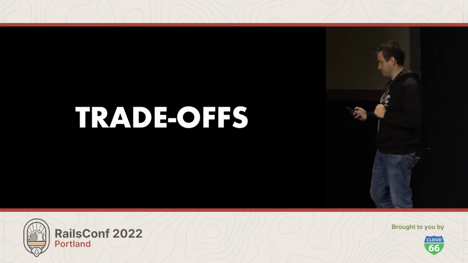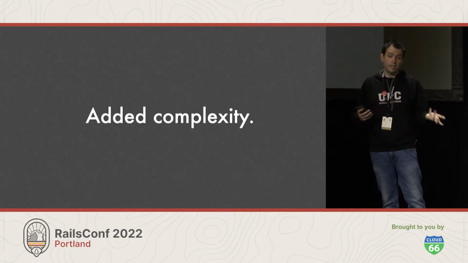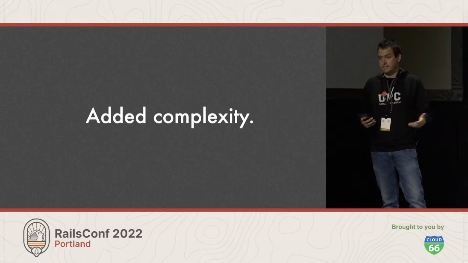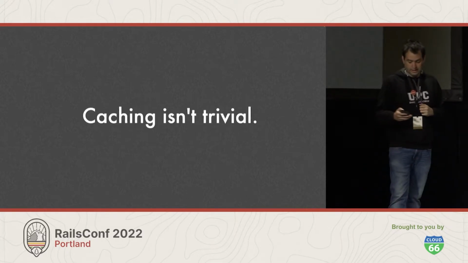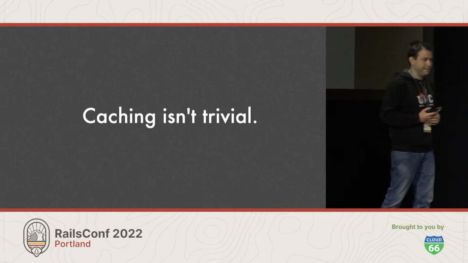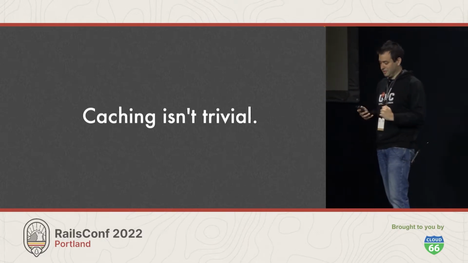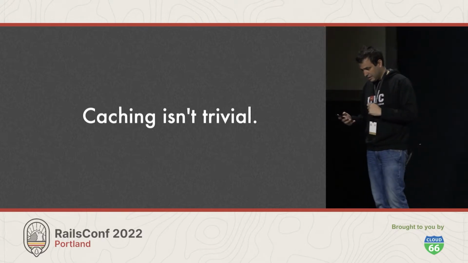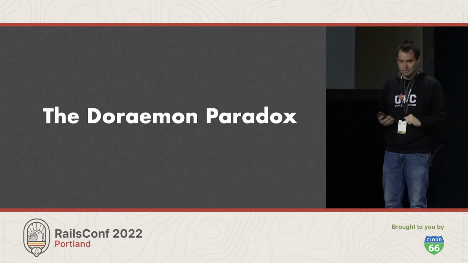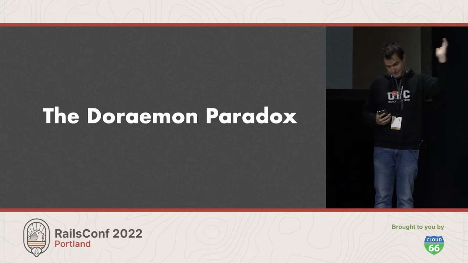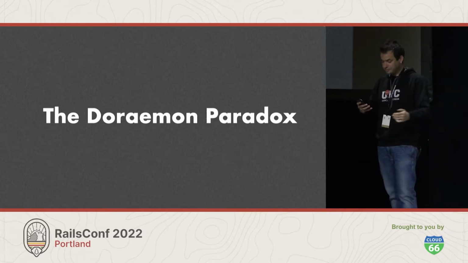Finally, trade-offs about caching. You're adding complexity, obviously. It's another data layer. It's another point of failure. Moreover, caching isn't trivial, and I find that caching is so easy to use that people misuse it. Actually, this made me create what I call the Doraemon paradox, and I told you that Doraemon would come back.